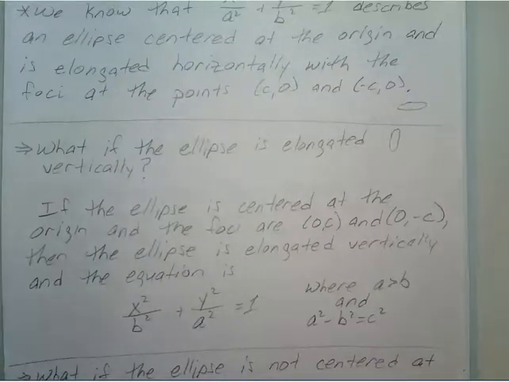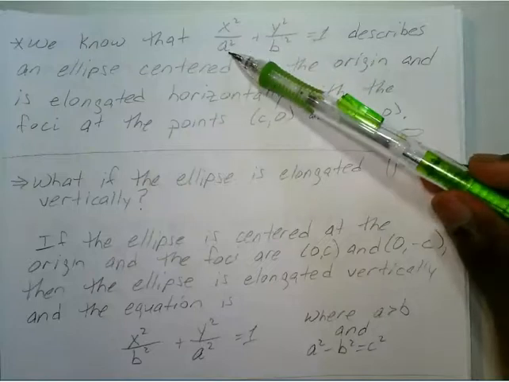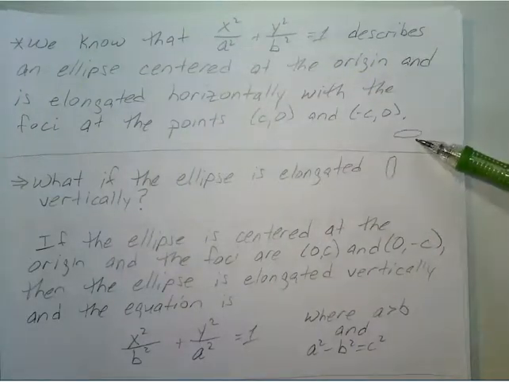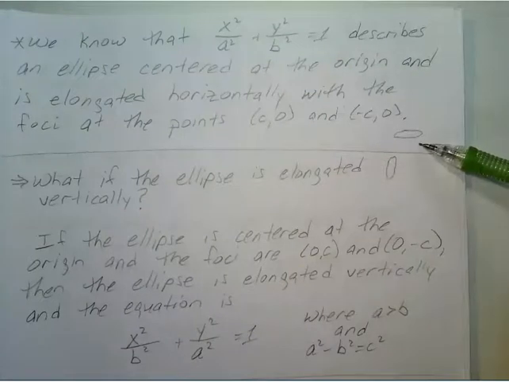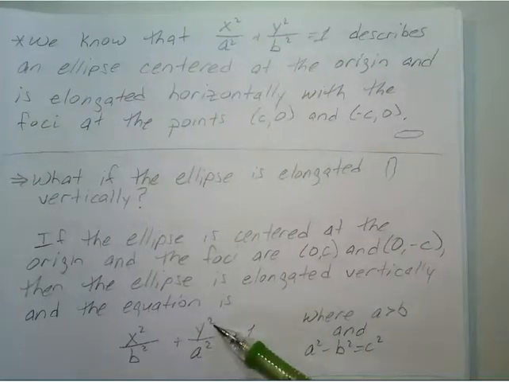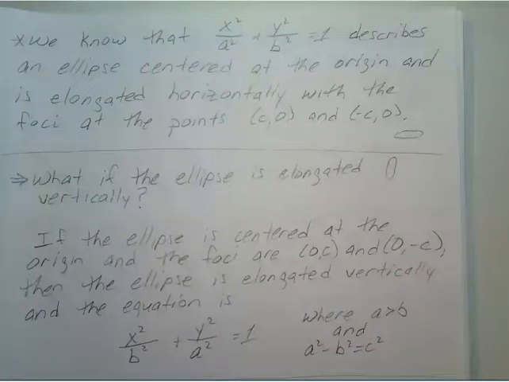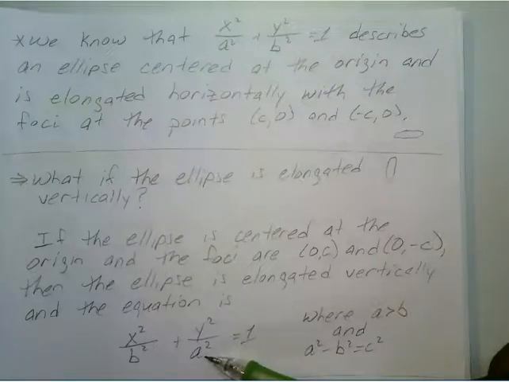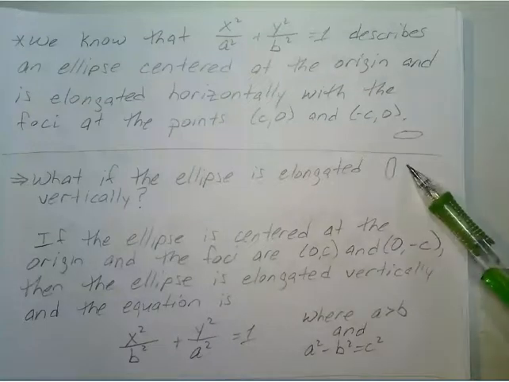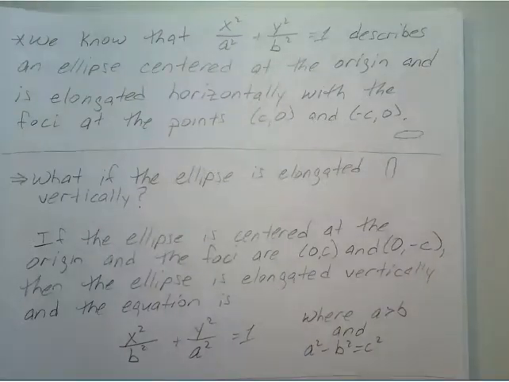All right, so I want you to notice the difference between the two. For both of them, a will be greater than b. But if you notice, the a squared is under the x term when it's elongated horizontally. Notice the a squared is under the y term when it's elongated vertically. So when you look at your equation, you will know which direction it's elongated, either horizontally or vertically, based on which term has the larger denominator, or a value. If the larger a value is underneath the y, it's elongated vertically. If the larger a value is underneath the x, it's elongated horizontally. So that's one thing you want to look out for.